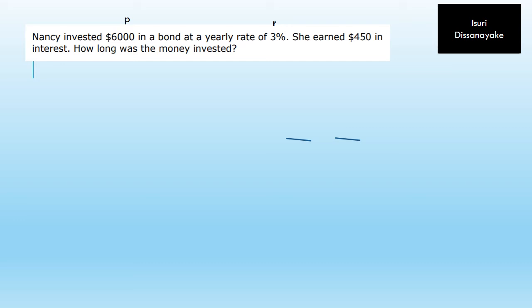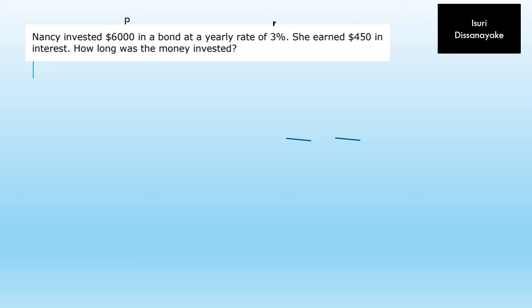This is another question. Nancy invested $6,000 in a bond at a yearly rate of 3%. She earned $450 in interest. How long was the money invested? So let's find the information from the sum.